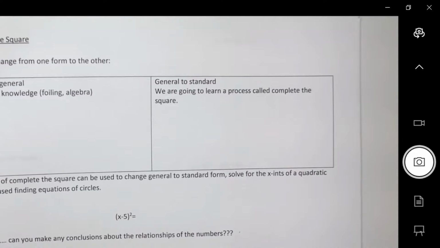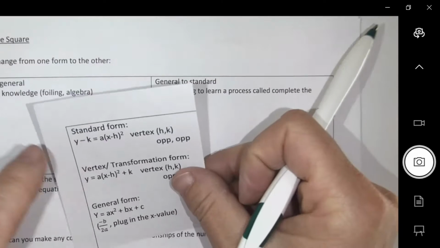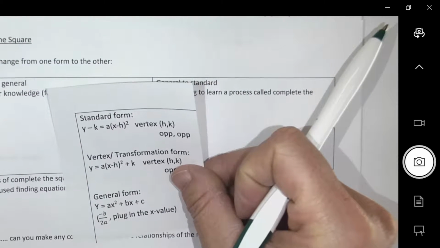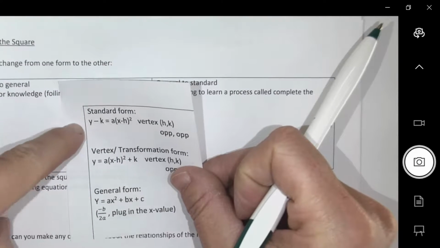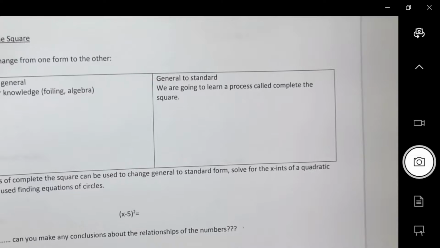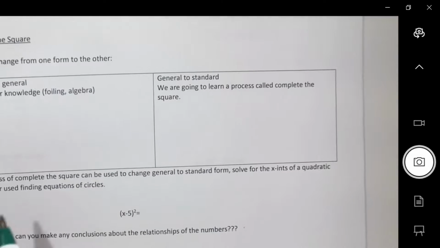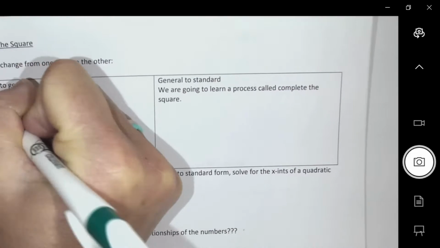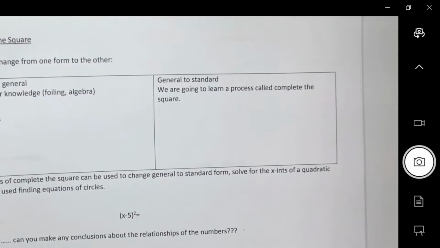Okay, the first thing we're going to do is actually the opposite. We're going to go from standard to general. Okay, that way is easy. It's this way that's harder. So what I'm going to do, I'm starting as a standard. I'm going to do this exponent.